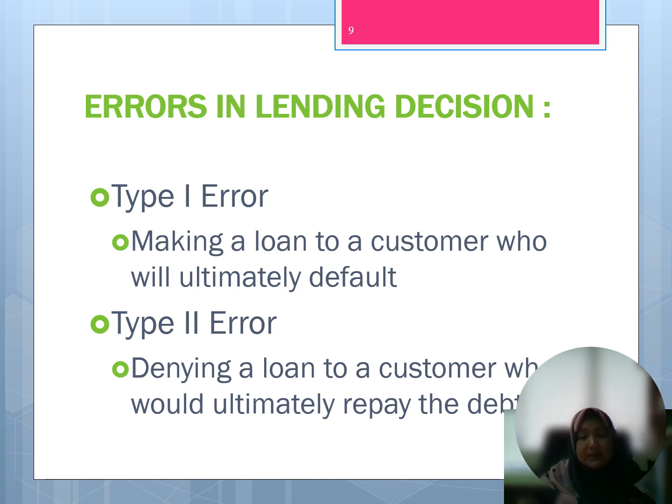Another one, type 2 error, is denying a loan to a customer who would ultimately repay the debts, meaning that the bank rejects the loan even though the customer is actually good and can pay back the loan. The customer has good cash flow, but the bank rejects the loan.